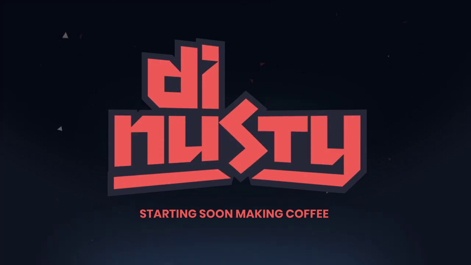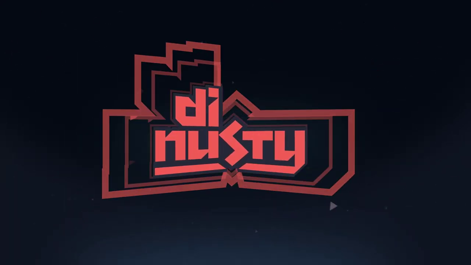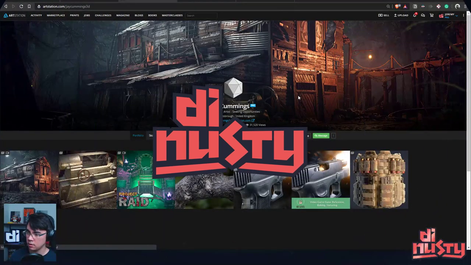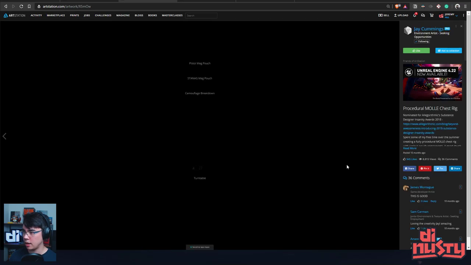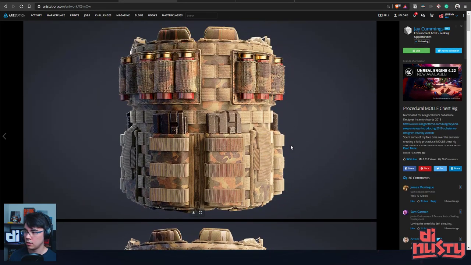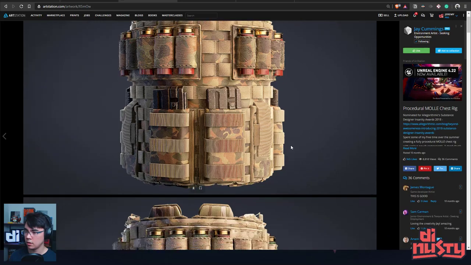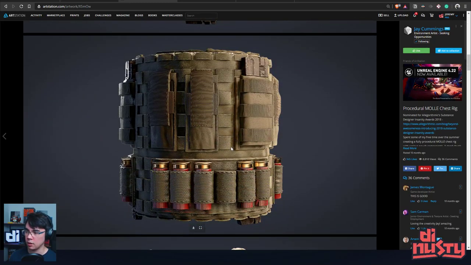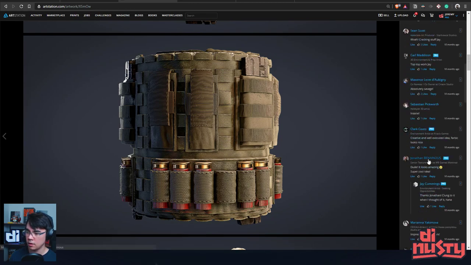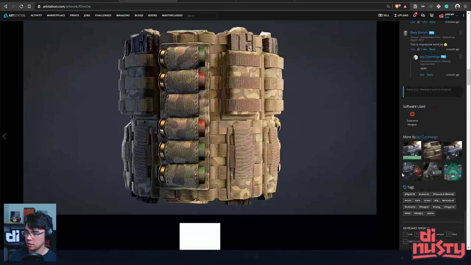Okay, next one is Jay Cummings, whose stuff is actually crazy good. His most recent piece is kind of insane. So, just a quick look at some of the earlier stuff. We've got a substance material, which I didn't realize was a substance material for the longest time. Think it's just substance. Yeah, look at that.